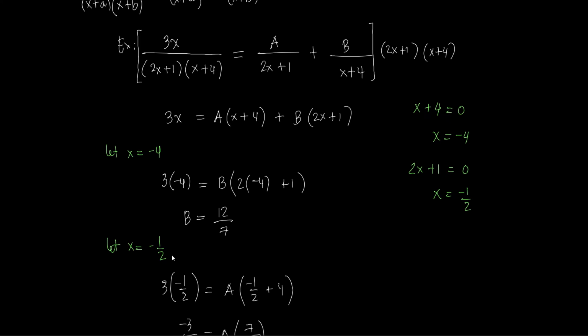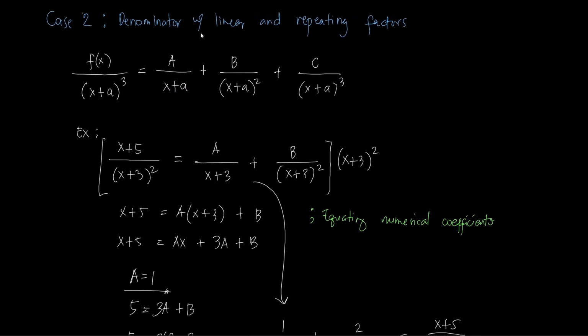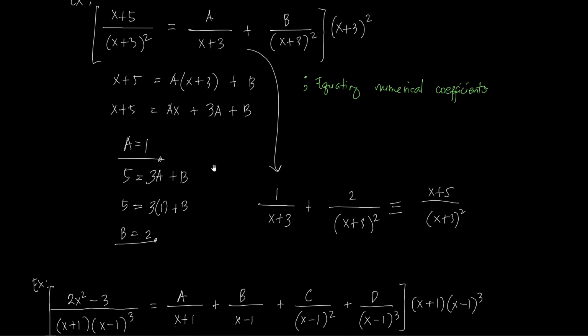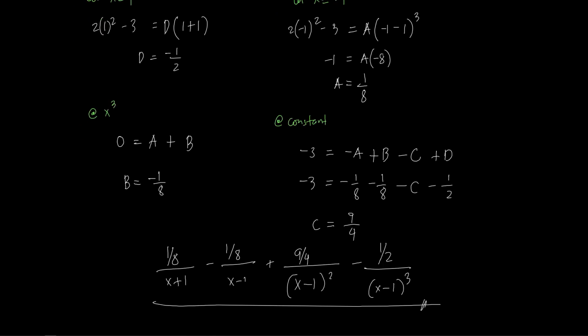After that, we also have case 2, which I already taught you too: the repeating factor. For a repeating factor, this is how you decompose it. Start with power of 1, then power of 2, and so on up to the given power. The technique I taught here is no longer the let method, but instead equating numerical coefficients. So, let's solve that.